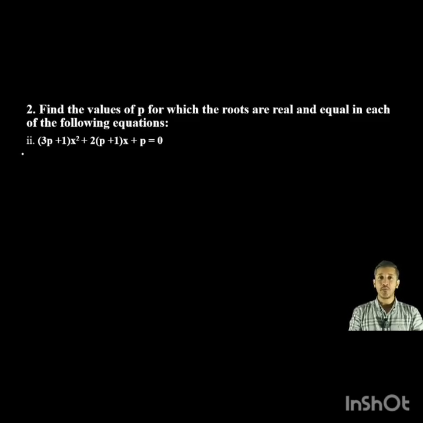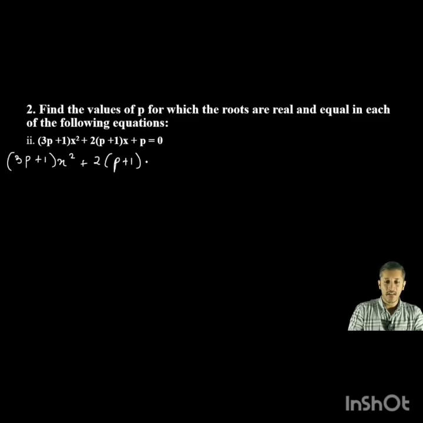I want everyone to pause this video, give this question a try, and then watch my solution. Okay, so I'll just write down the question first. We have (3p + 1)x² + 2(p + 1)x + p = 0.